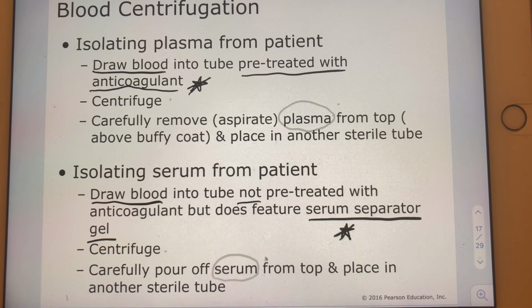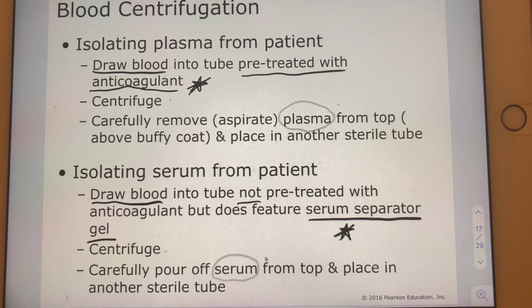So we don't want clotting in the case of plasma isolation. We don't want a clot to form. We want the formed elements to stand apart, if you will. Whereas if we're isolating serum, well, we're trying to get clotting factors out of the plasma. So we want to allow a clot.